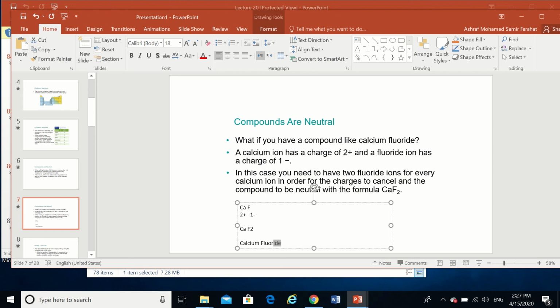Okay, now there's an important question here. Why did I put calcium first and fluoride second? The idea here is you always put the positive oxidation number first and the negative oxidation number second. So it becomes calcium fluoride.